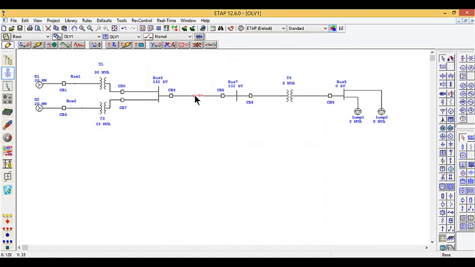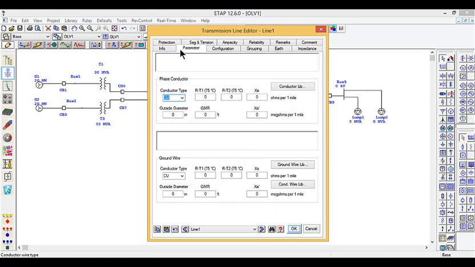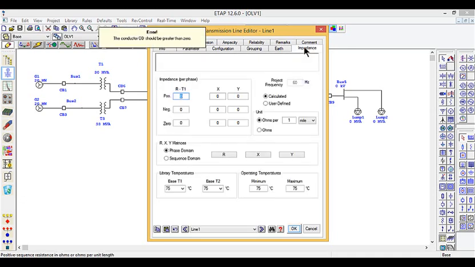Coming towards the transmission line, the first thing that we need to specify is the length of this transmission line, either in feet, mile, meter or kilometer. Let's specify it as 30 kilometers. The next thing that we need to define, now there are two options. Either we know the conductor of this transmission line and its per unit values, that is per unit impedance, so we can enter the user defined data.